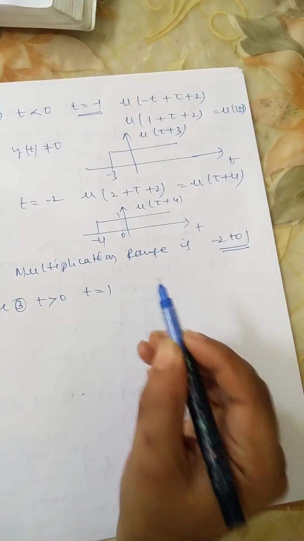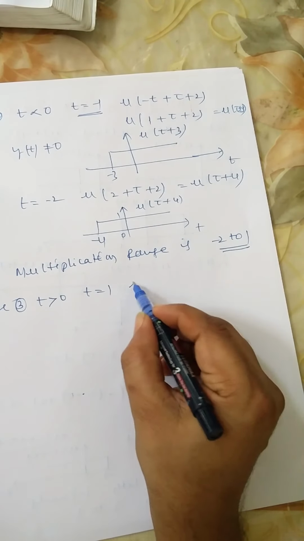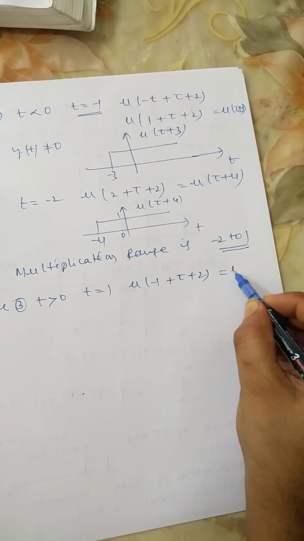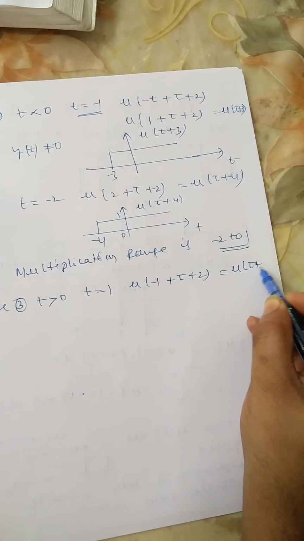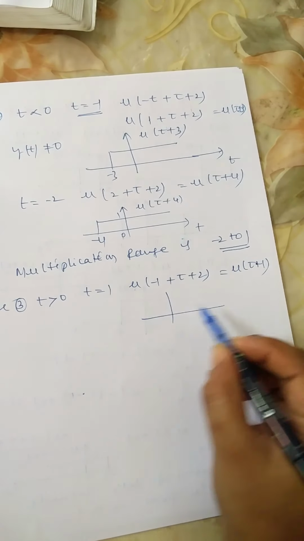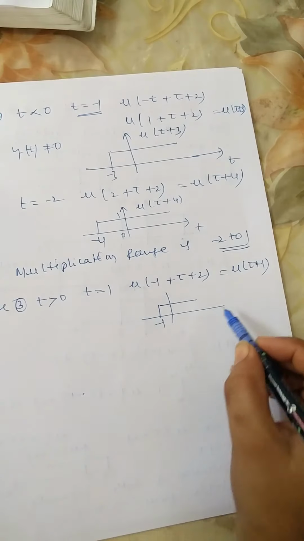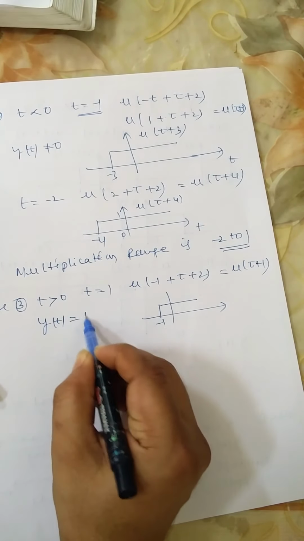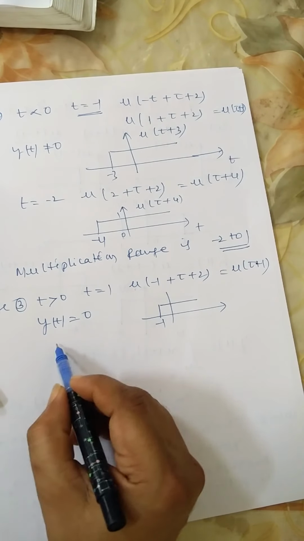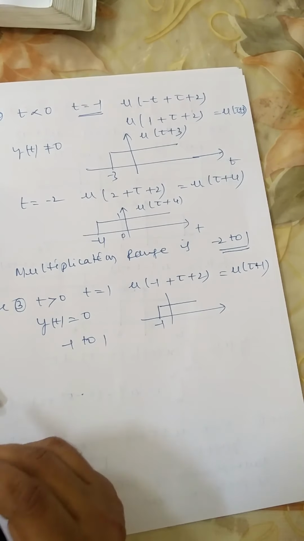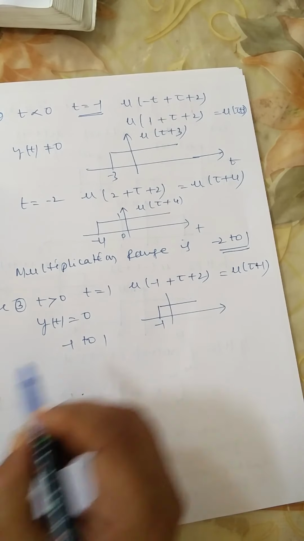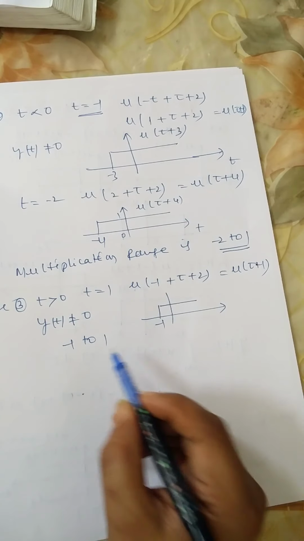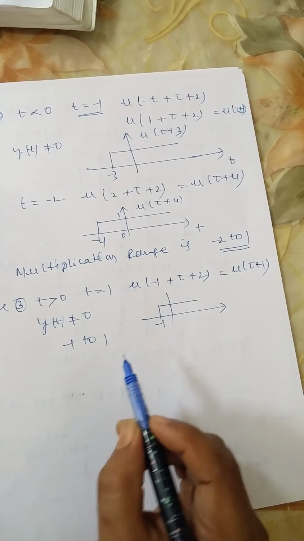I'll take t is equal to 1. That is u of -1 plus tau plus 2. This will become u of tau plus 1. This exists from -1 to +∞. Then the multiplication, then also answer is not equal to 0. Multiplication is possible from -1 to +1. Y of t is not equal to 0 for the range -1 to +1.